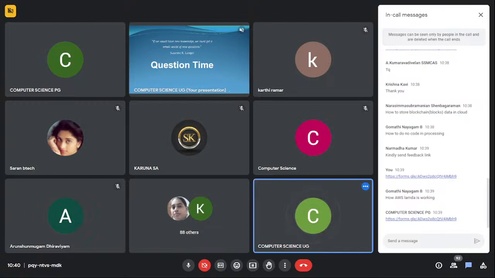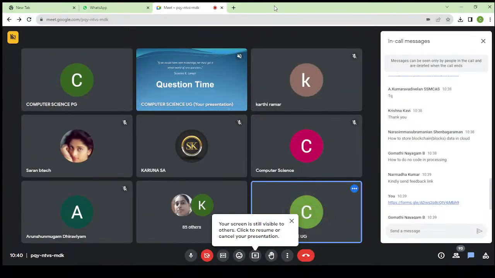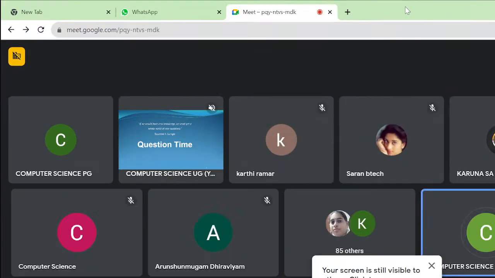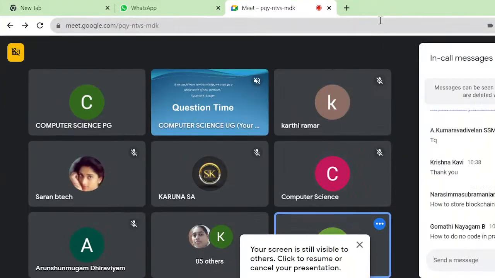Sir, another question. How to store blockchain data in the cloud? Yeah, blockchain is a distributed system, right? It's going to process the data. Blockchain by itself operates on cloud servers across different places. And you have the compute power and the database always together, somewhere in the cloud.